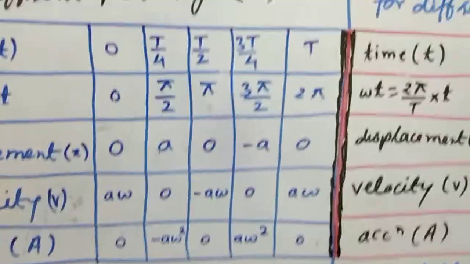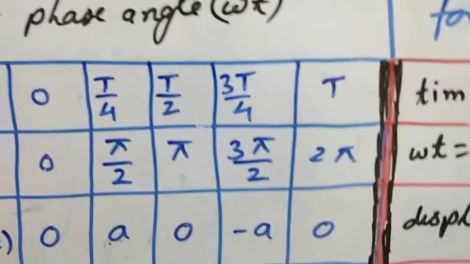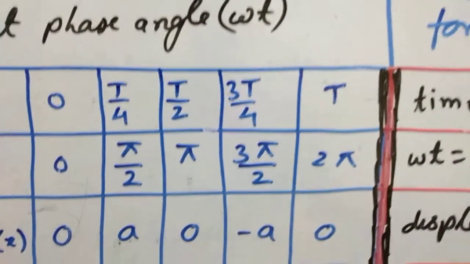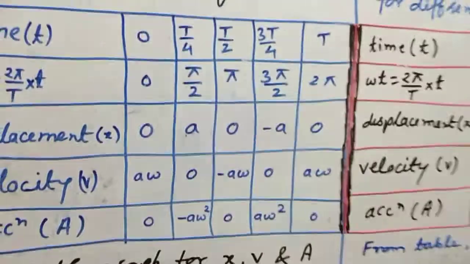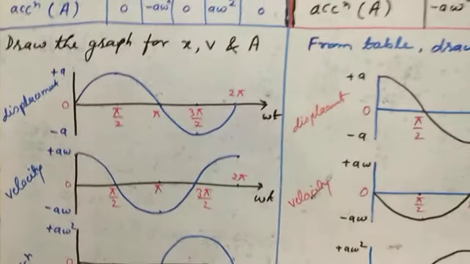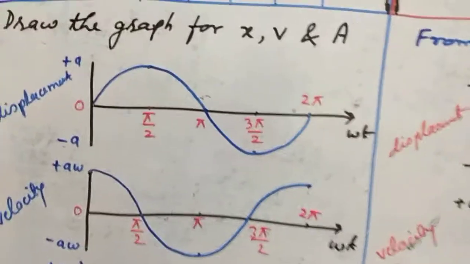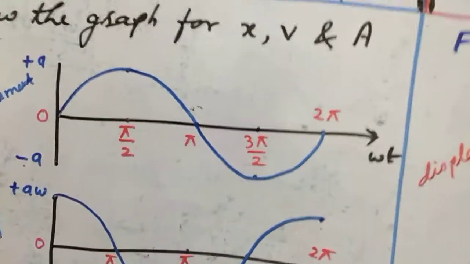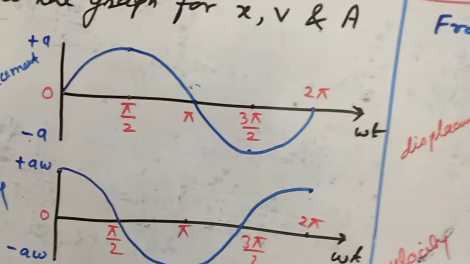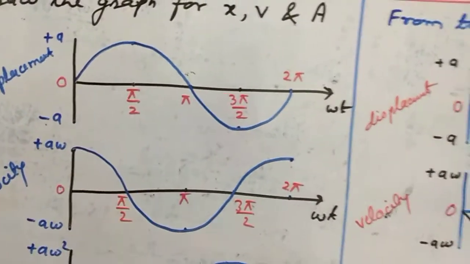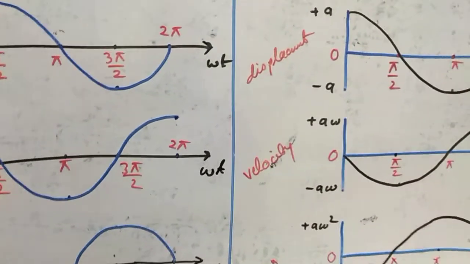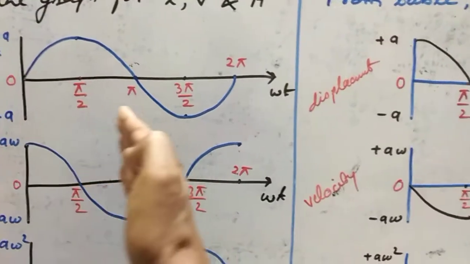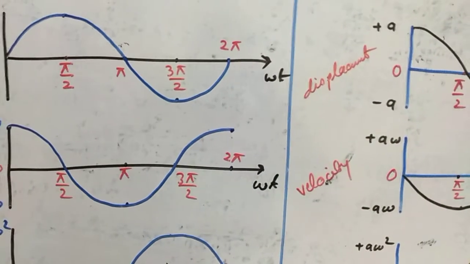So in this way the table is obtained by substituting different phase angles in equations 1, 2, 3. Now by using this table, draw the graphical representation of displacement, velocity and acceleration. With respect to the phase angle omega t, the values of displacement, velocity and acceleration vary.